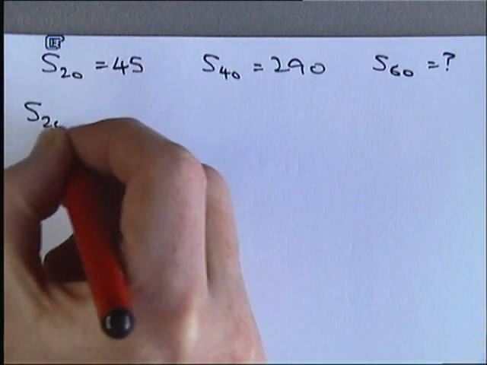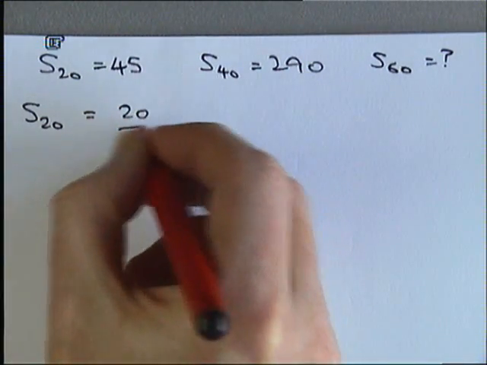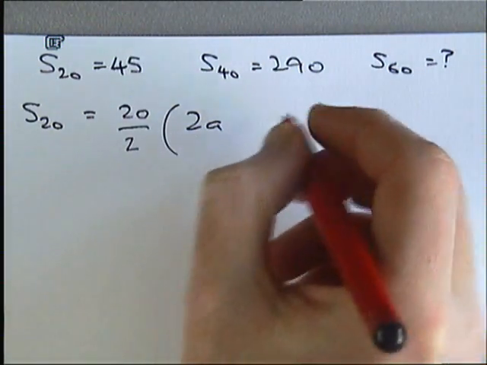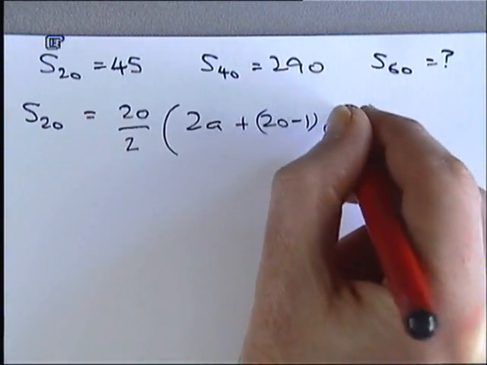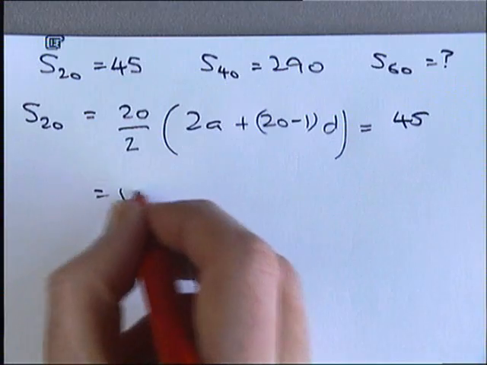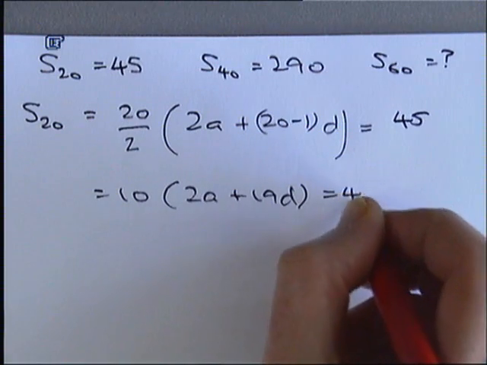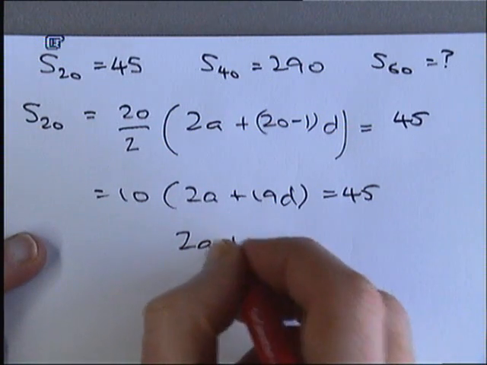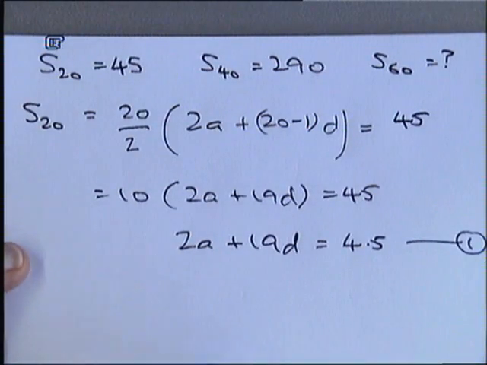So what do we know about the sum of the first 20 terms? Well, from the formula we had before, that's n over 2, and we know n is 20, 2a, which we don't yet know, plus n minus 1, which will be 20 minus 1, d. And we know that that is 45. So we've got here that 10(2a plus 19d) equals 45. Now, if I divide both sides by 10, I'm left with 2a plus 19d equals 4.5. And I'm going to label that equation 1.